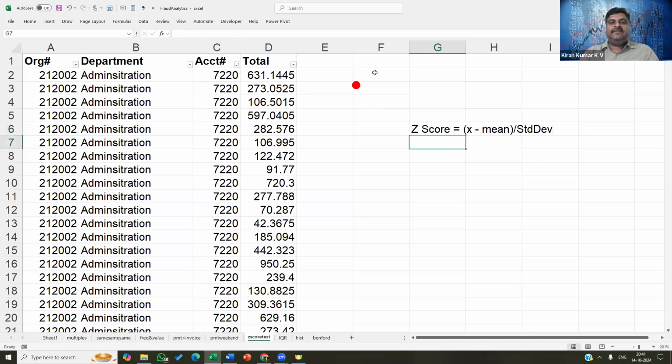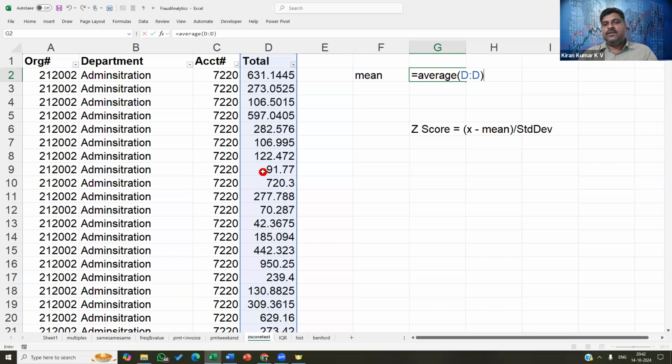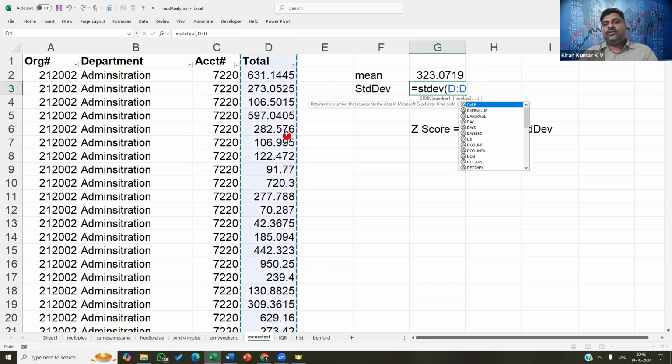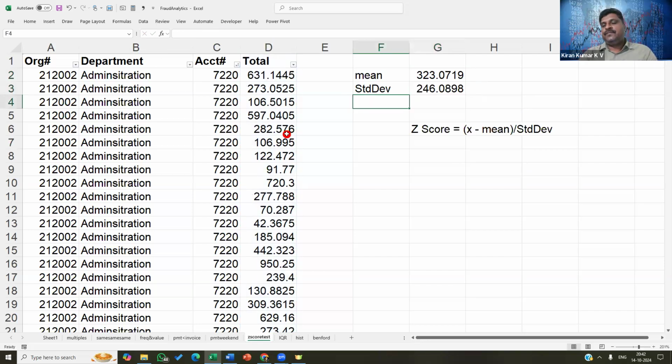How do you calculate all this? I will tell you. How do you calculate the mean? You can calculate the mean using the average function. I'm just giving the average of column D. Then how do you calculate the standard deviation? Again, you can use the function STDEV and give this column. So let me do the calculation. All right, so this is the mean and standard deviation.